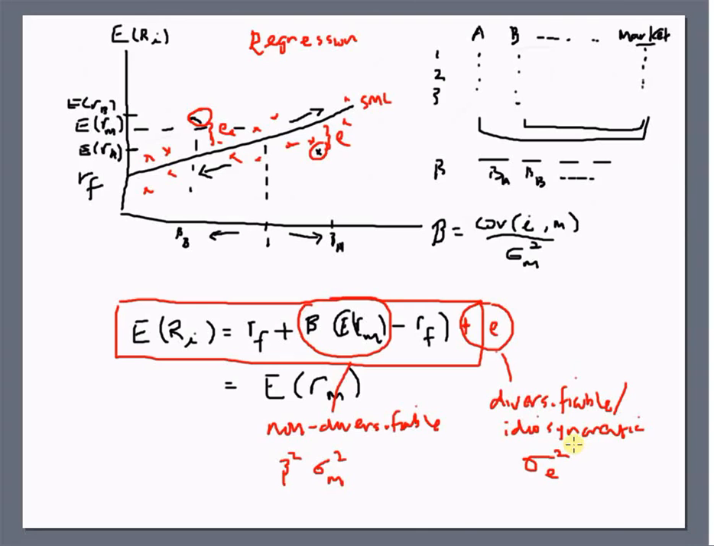Which is why in the market, most market participants advocate diversification, because you take away this whole diversifiable risk, and what's remaining will be the non-diversifiable risk, represented by beta square into the variance of the market. Okay, that's all I want to say about the SML.